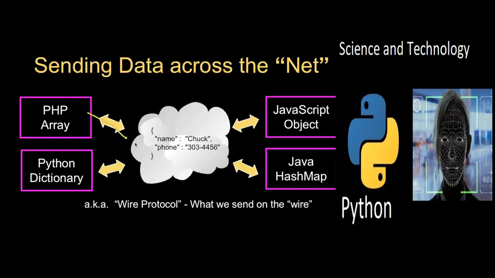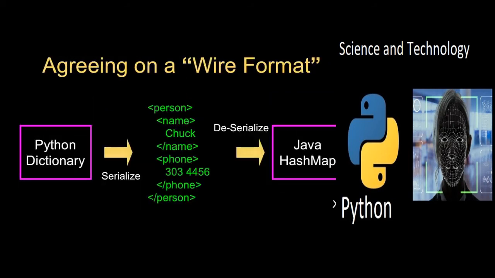And so they might want to send data back and forth through the network. PHP programs, JavaScript programs, Java programs. And so we have to decide on a protocol that is independent of any programming language. And we call that the wire protocol, because if you were to take some connection and watch the exact characters that go back and forth, that's what you would see if you were monitoring the wire. So that's why we call that the wire protocol.